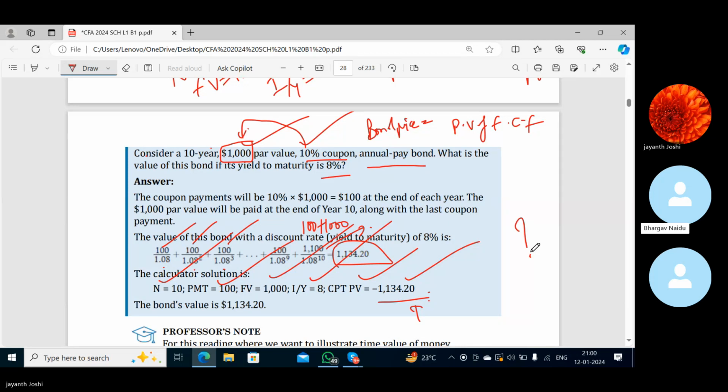So then what is 8%? Yield to maturity, I by Y. 8% is your discount factor, right? The future cash flows will be discounted with this 8%. 10% is your coupon rate. That is the interest that will be paid.